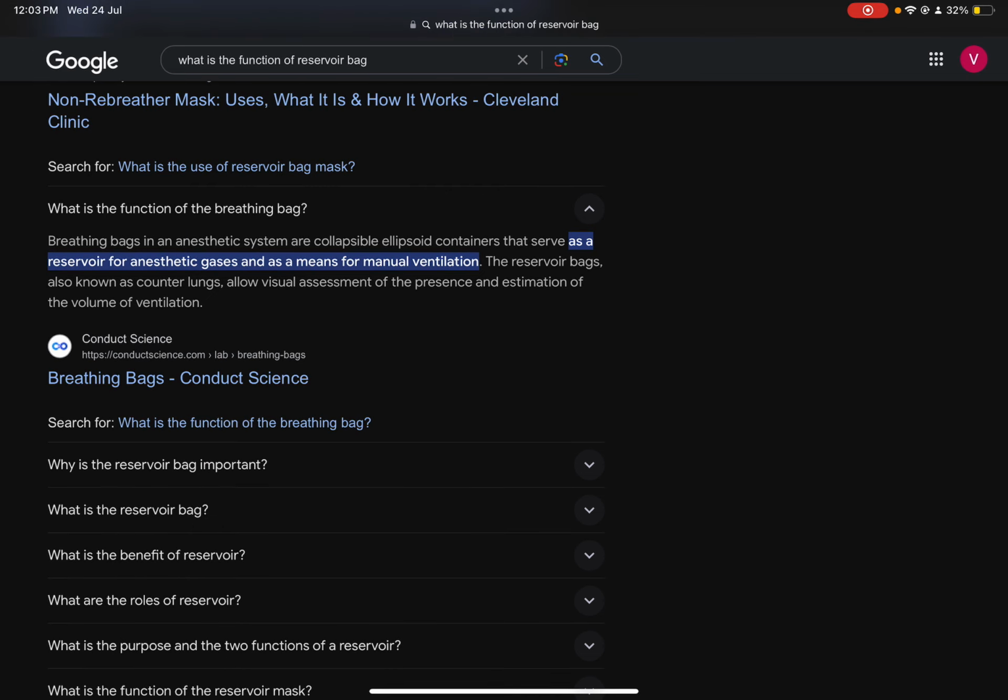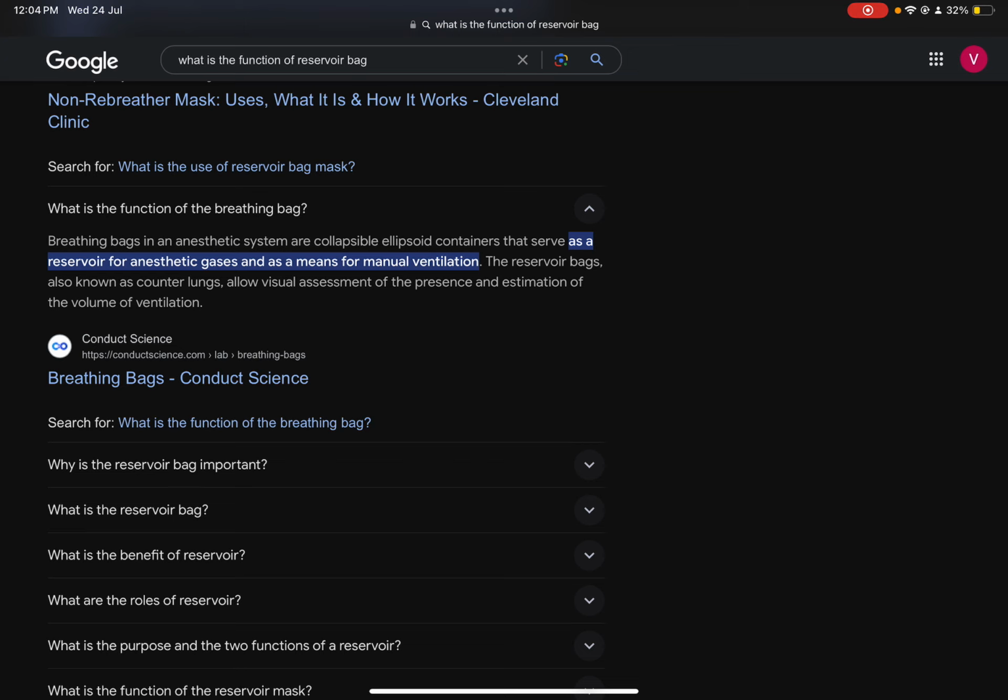Means this reservoir bag, we can directly just give the flow of all the gases to the patient, with or without the pressure control valve, and without tubing also that can be done, and without the reservoir bag also can be done. But why are we providing the reservoir bag in some conditions?